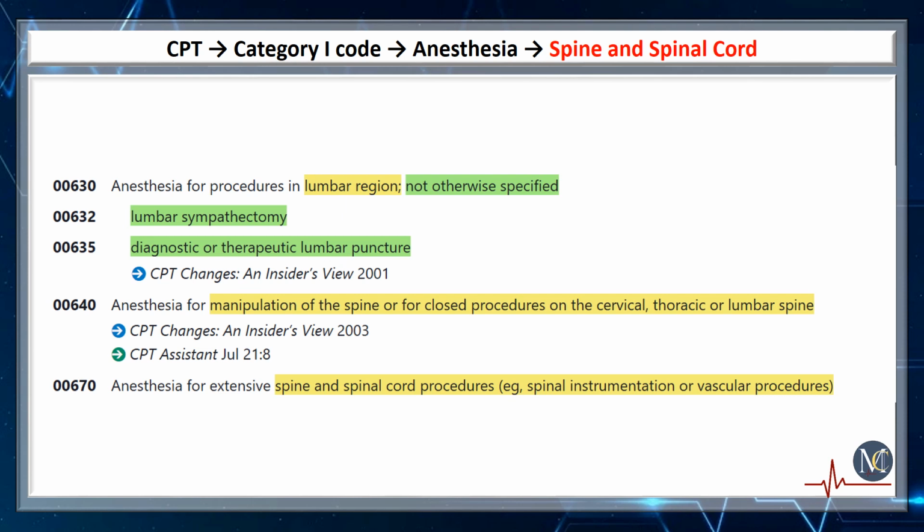Next code is 00635. Diagnostic or therapeutic lumbar puncture. Diagnostic procedures are for finding a suspected disease, while therapeutic relate to treatment. Next code is 00640. Anesthesia for manipulation of the spine or for closed procedure on the cervical, thoracic, or lumbar region.